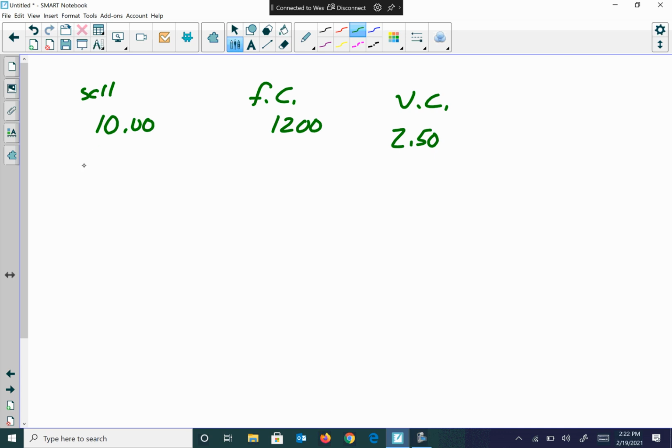Okay. So if we're going to sell things, this is going to be our revenue. That's our revenue equation. For each item I sell, 10 bucks. I sell 10 items, 100 bucks. And then I have my fixed cost and my variable cost. So this is going to create another equation, which is going to be our cost equation. So our variable cost is $2.50. That's our slope for this equation. And then our fixed cost is $1,200.